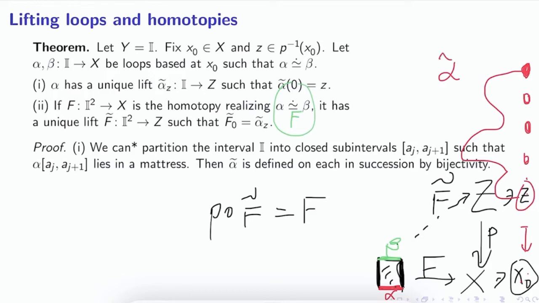Alpha is the loop downstairs. We have a lift of it to capital Z. And if the lift is starting at Z, we call it alpha tilde Z. But where it finishes will be denoted by alpha tilde Z of 1. And in this case, it's this point here. So what I'm saying is that in any case, we can also lift this homotopy. If we have a homotopy between alpha and beta, we can also lift this homotopy F tilde.